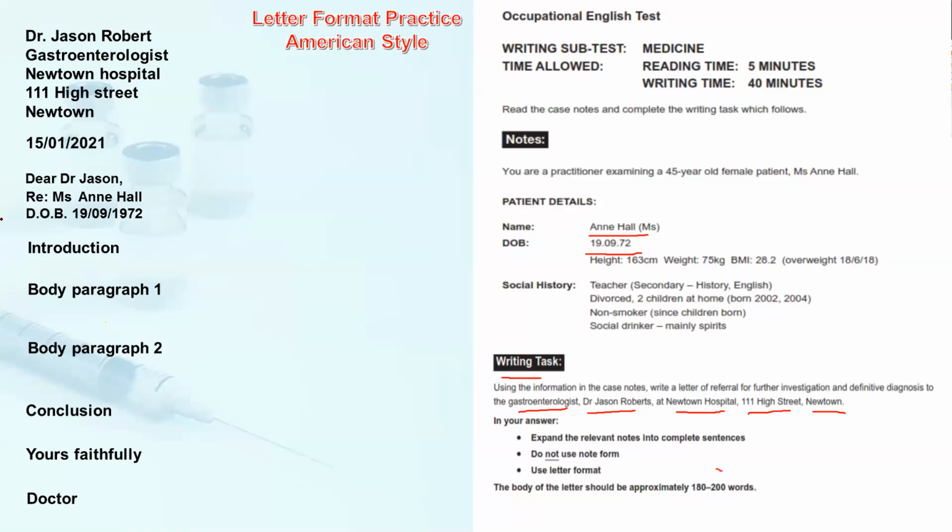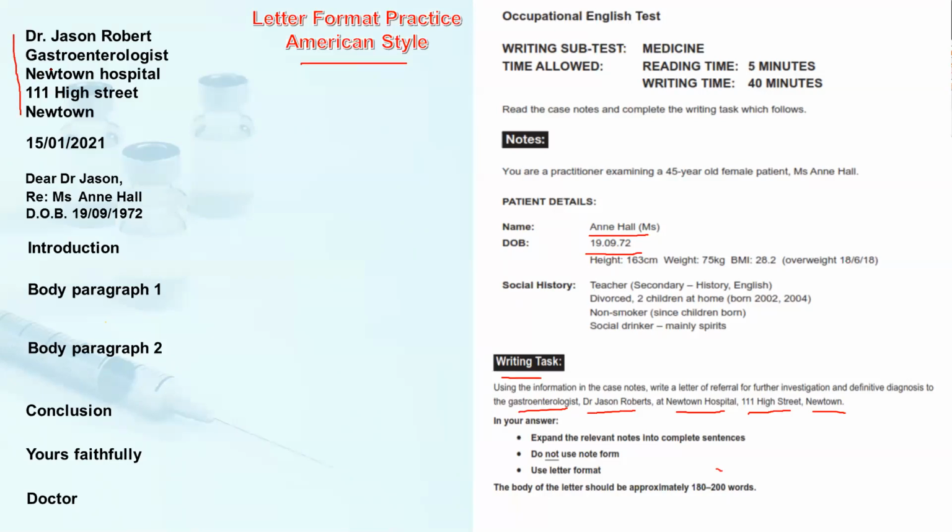Are you ready? Yes, I'm ready. Here, the mistake: it is American style, yeah? Yes, you're right, American style. The date is incorrect because the month should be at the beginning, 01/15/2020. Okay, I appreciate that. But before that, start with the address.